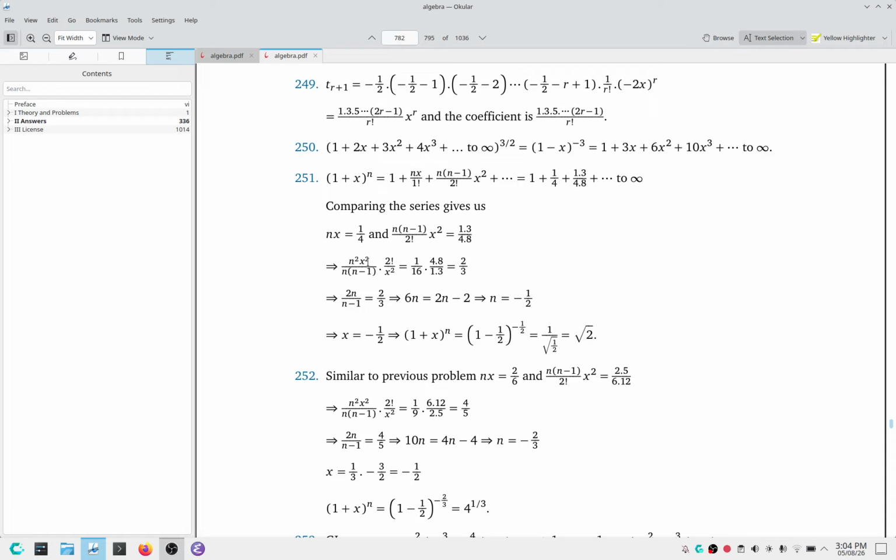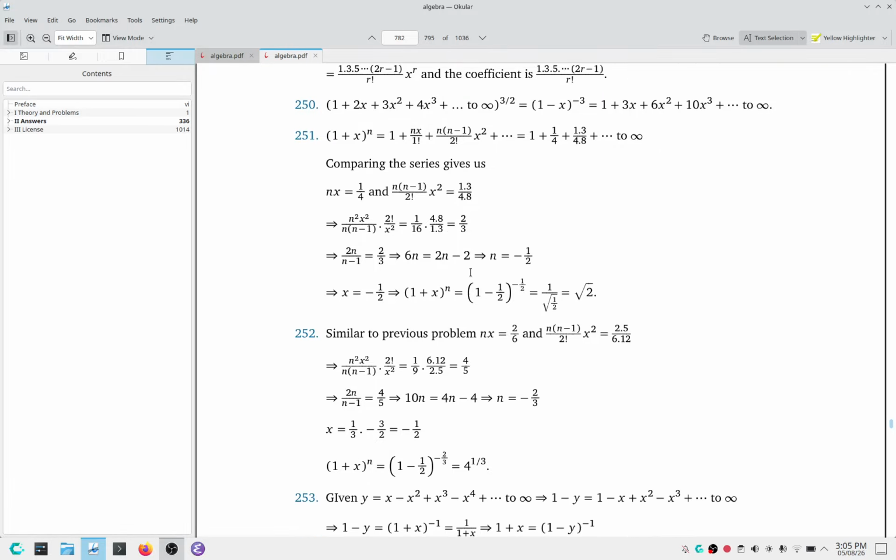Now x square will get cancelled, that is why we squared it, and we will be left with 1 upon n minus 1 is equal to 2 upon 3, which gives us n is equal to minus half, which gives us x is equal to minus half. So the series becomes (1 minus half) to the power minus half, which is equal to 1 upon square root of 1 upon 2, which is equal to square root of 2.